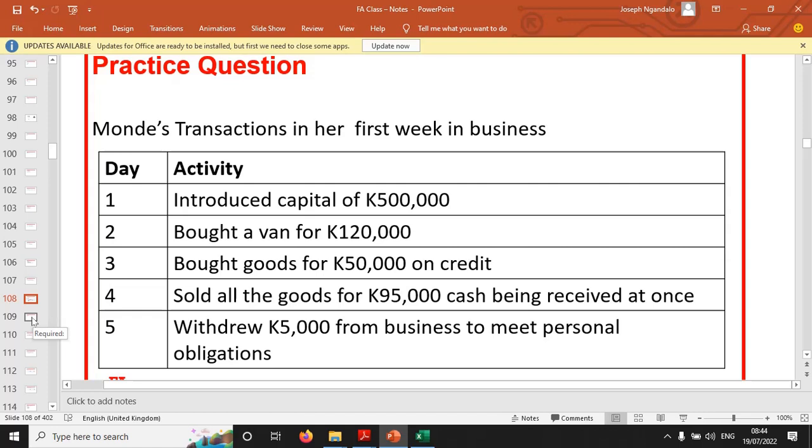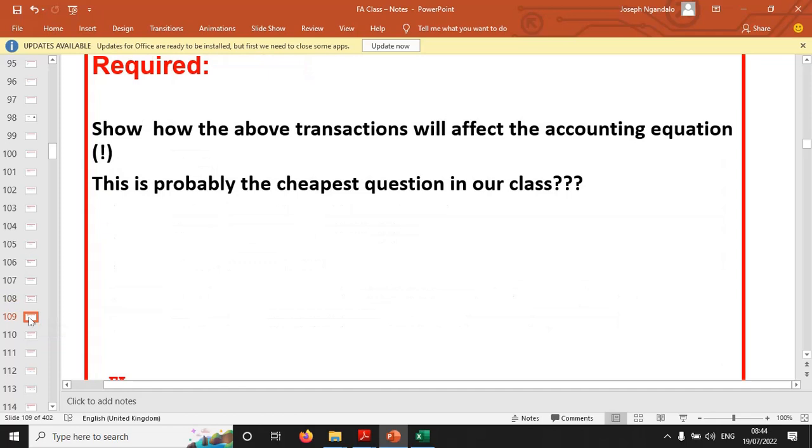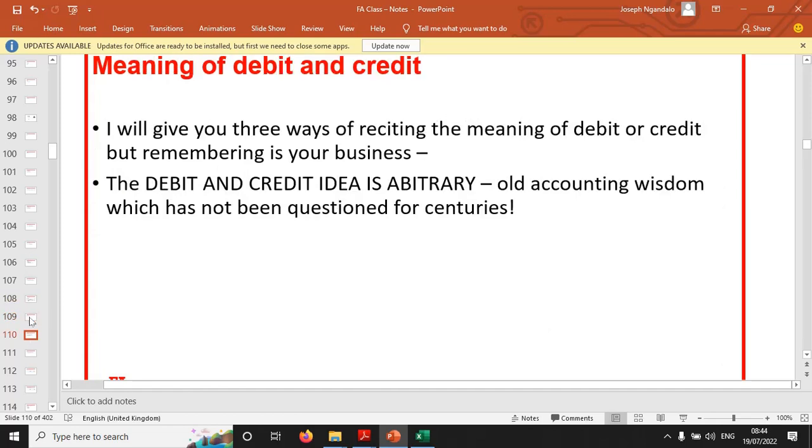Foundation, the most important thing in your life is foundation. Let us now go to debit and what? Credit. I'm going to give you 3 ways of reciting the meaning of debit or credit, but remembering is your business. You have to eat a lot of garlic and what? Onion and ginger. You know where to buy those. All you need to do is to go and buy.